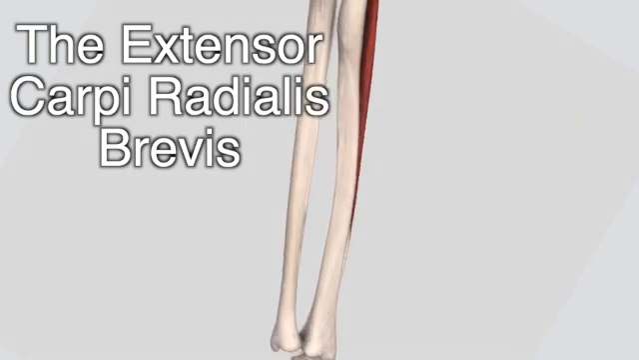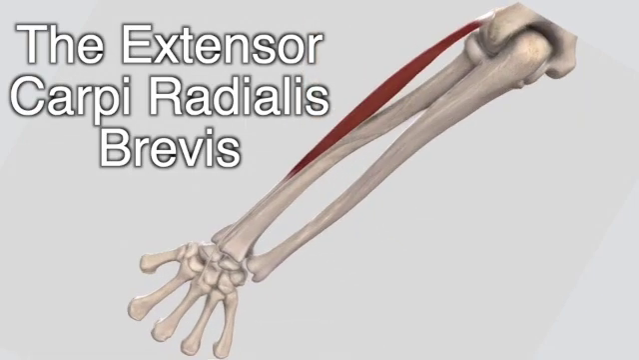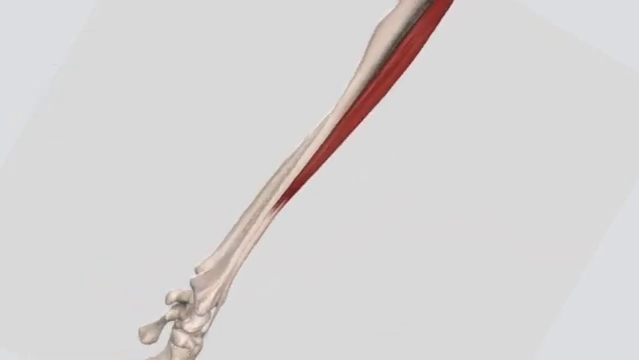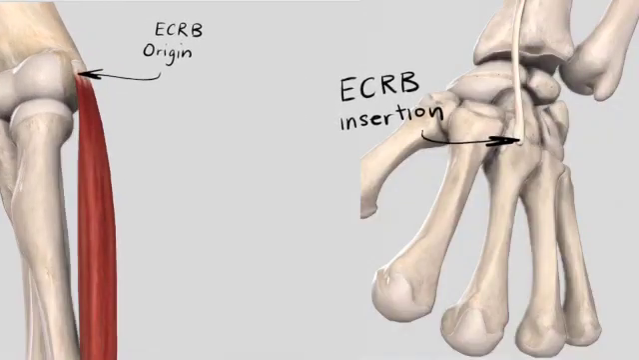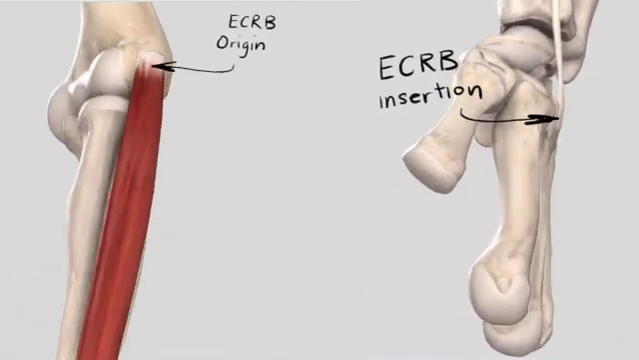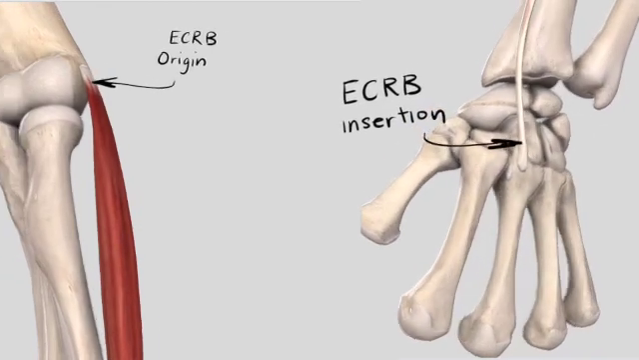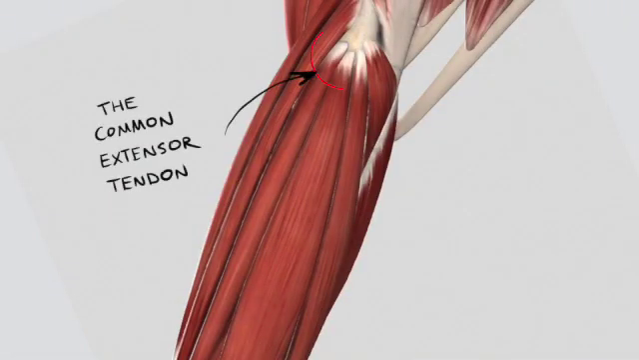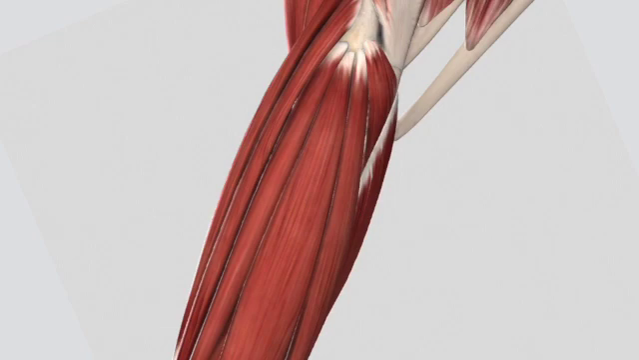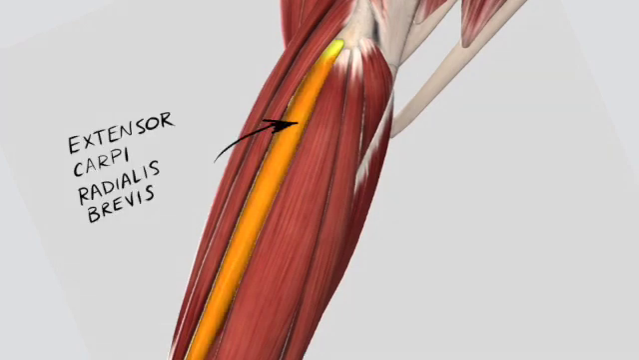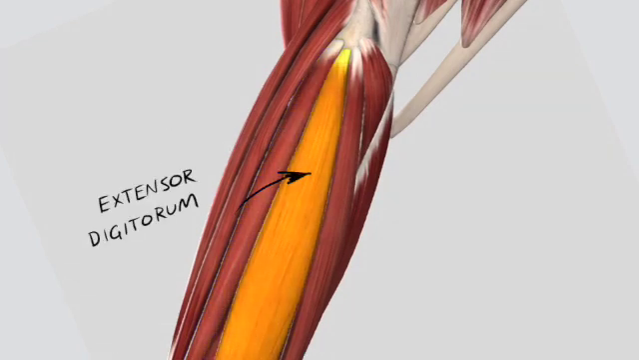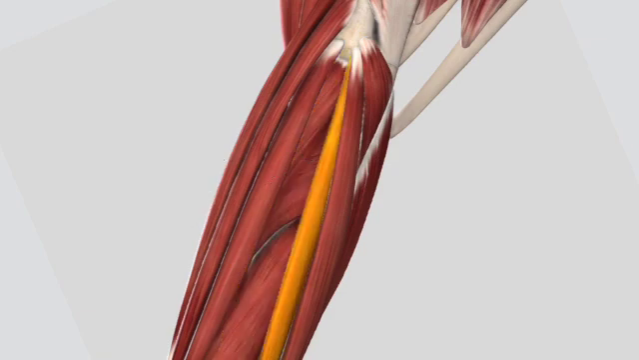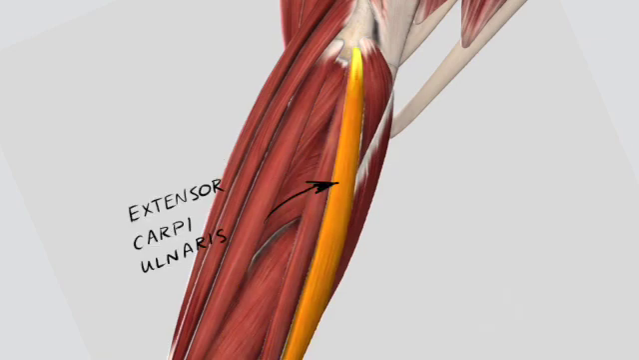Extensor carpi radialis brevis. Origin is at the lateral epicondyle of the humerus via the common extensor tendon and inserts at the dorsal aspect of the base of the third metacarpal bone. Common extensor tendon is a combined tendon for 4 to 6 superficial muscles in the posterior compartment of the forearm: extensor carpi radialis brevis, extensor digitorum, extensor digiti minimi, and extensor carpi ulnaris.